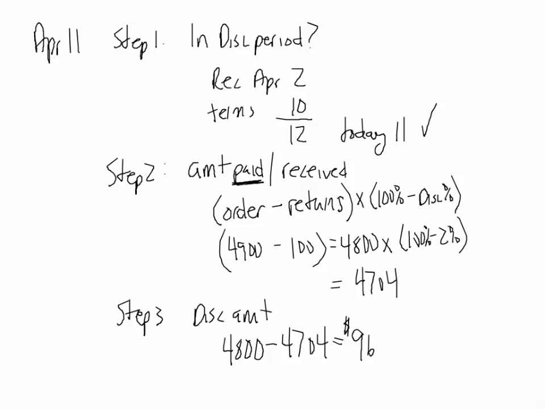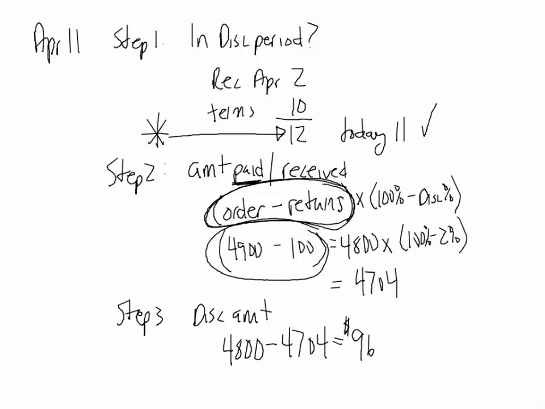So now I've got all the information necessary to actually make an entry. Make sure you go through this three-step process, because the biggest problem I see is two things. Students do not recognize that they are outside or inside the discount period, so they either take the discount when they're not allowed it, or they don't take the discount when they should. Second thing that I see is students use the wrong amount because they forget about the returns. If you forget about the returns, all your calculations moving forward are going to be wrong. If you take 4,900, everything is going to be wrong moving forward. So those two errors are the most common errors. Think about the three-step process so that you make sure that you're going to get it right.